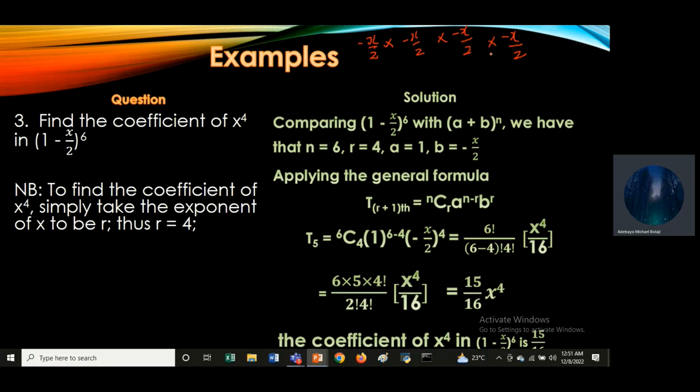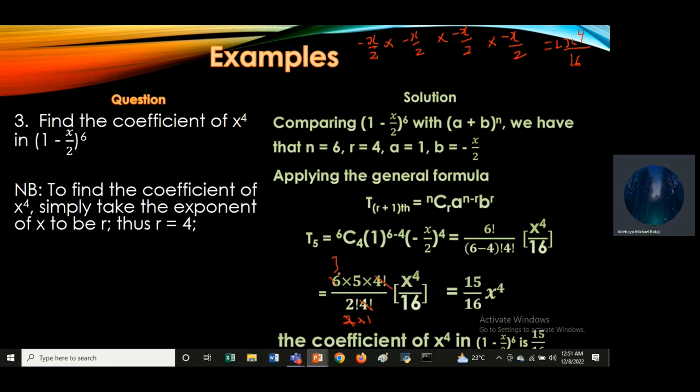Now 2 times 2 times 2 times 2 will give us 16. Minus times minus times minus times minus will give us plus. Then x in 4 places will give us x raised to the power of 4. And that's why in this case we have x raised to the power of 4 over 16. Now 6 minus 4 here will give us 2 factorial. Now we have 4 factorial, so we can expand 6 factorial to give us 6 times 5 times 4 factorial. 4 factorial cancels 4 factorial here. This 2 factorial can also be 2 times 1. 2 here, 1, 2 in 6 is what?